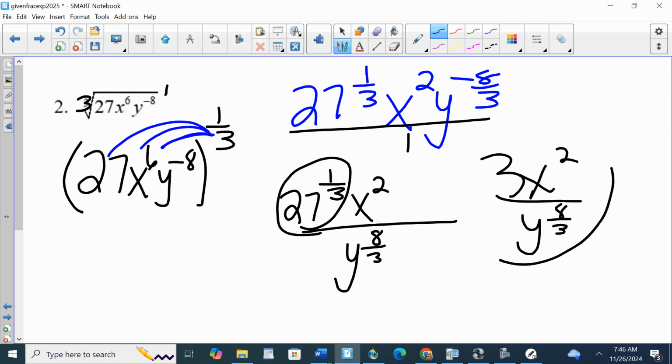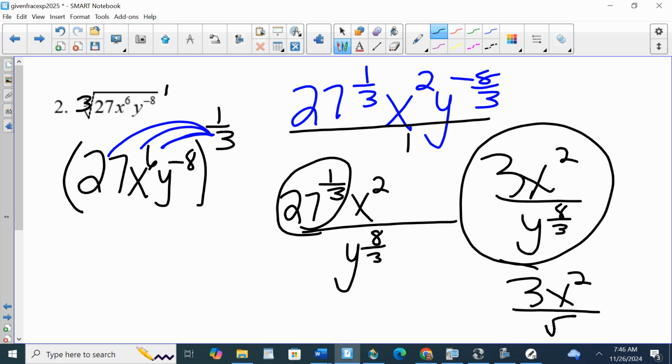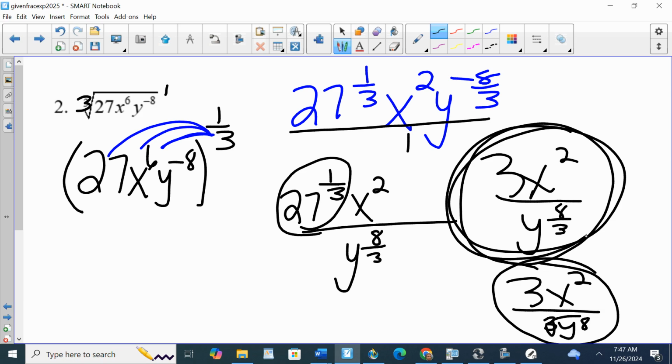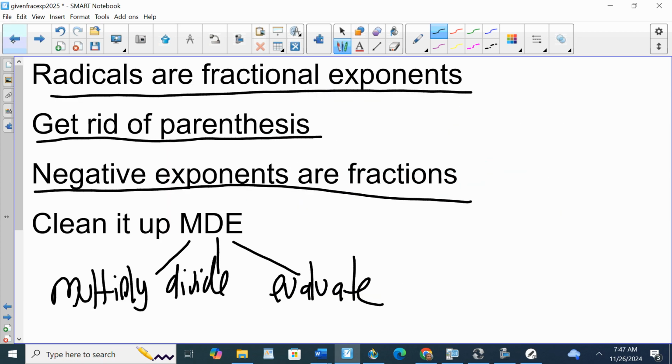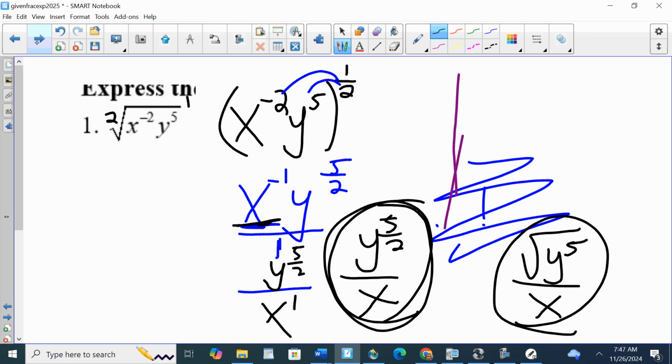I'd rather you leave your answer like that, but you could pop it back into a radical, power over the root. I'd rather you just keep it like that. It's just following the structure. Radicals are fractional exponents first. Make your radicals into fractional exponents, and then you do what we've been doing. So if you see a radical, whatever's inside, you put in parentheses. The fractional exponent is the power over the root, and you go from there.